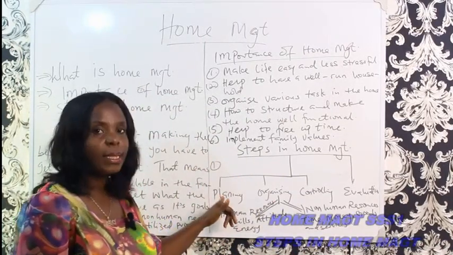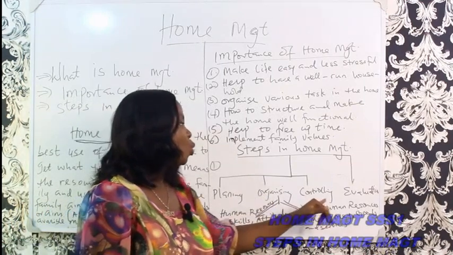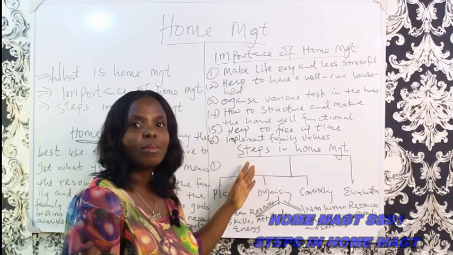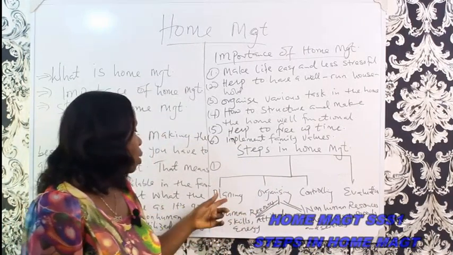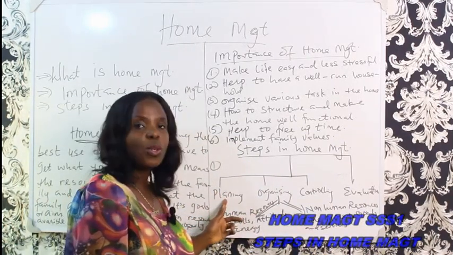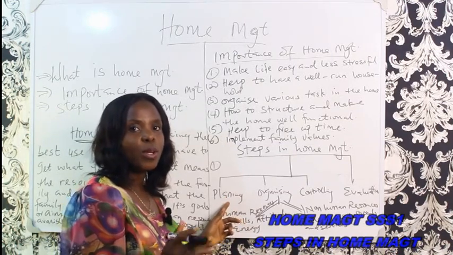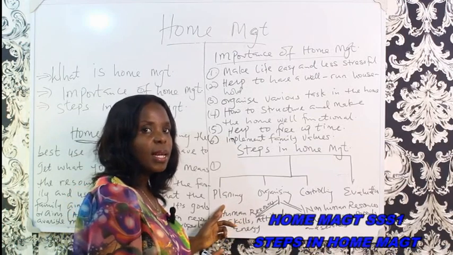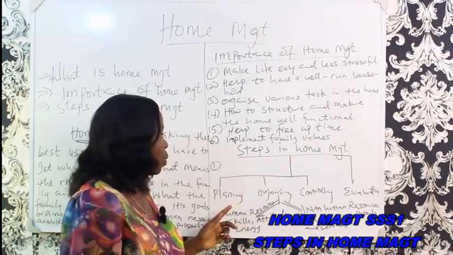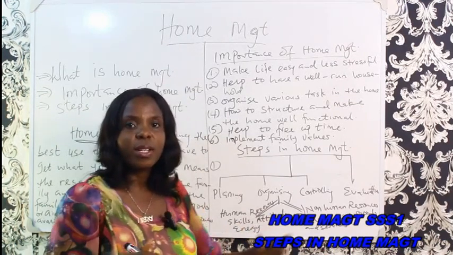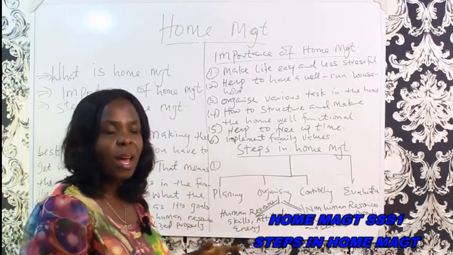1. Planning, organizing, controlling, and evaluation. Every well-structured home, the first objective they need to do is to carry out planning. Plan activities on how they are going to be done. Write them down. See how they are going to be done. Organizing, then organize it in such a way that everybody takes his own tasks.